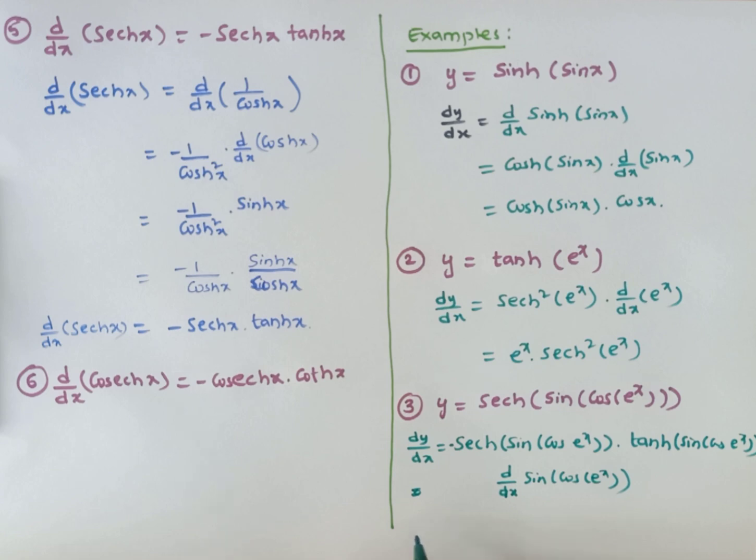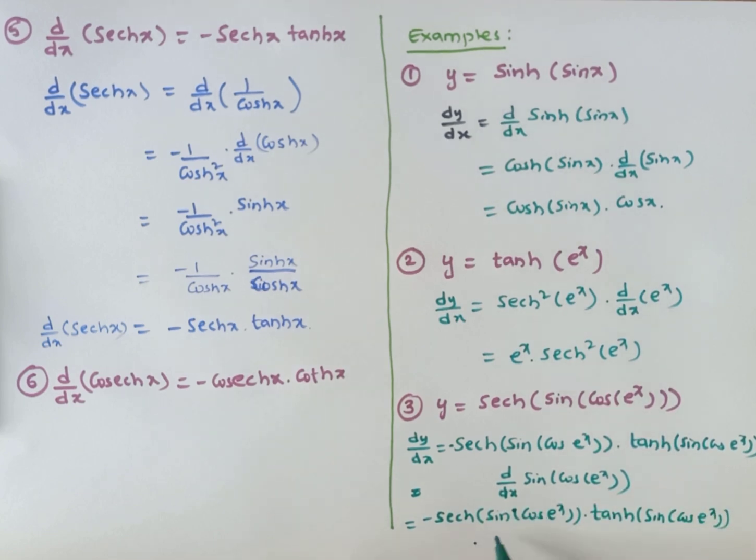Okay, so directly here I am writing the answer for this. Actual derivative, then again the derivative of this, into the derivative of e power x. So this is minus secant h of sin of cos of e power x into tan h of sin of cos of e power x into derivative of sin, which is cos of e power x, into derivative of cos, which is minus sin of e power x, into derivative of e power x, which is e power x.